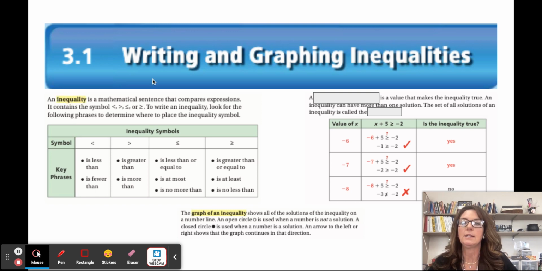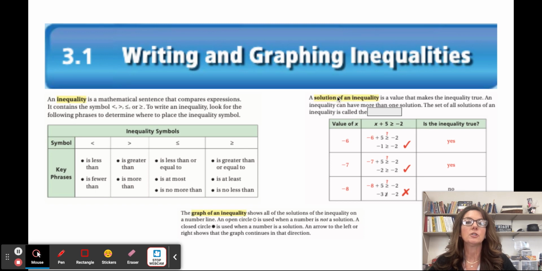An inequality is a mathematical sentence that compares expressions. So we're going to be using some symbols, and I'm not sure when these were introduced to you in elementary school, but this is the less than symbol, okay? And these are the phrases, greater than. This is less than and equal to. It could also mean at most or no more than. And this is the greater than and equal to, and at least.